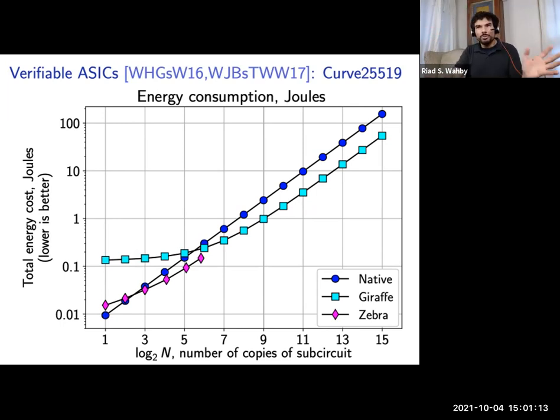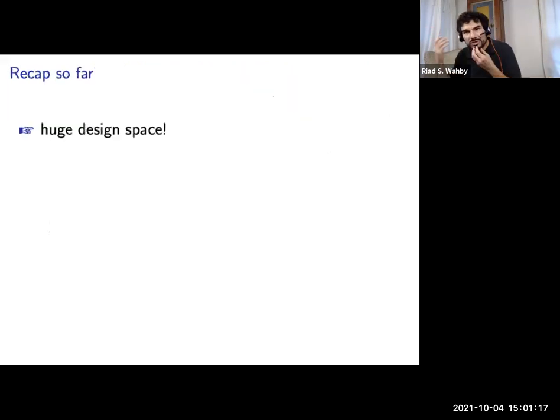Okay, so we've gone through a couple applications. We've seen backends, we've seen front ends. As a recap of the first half of the talk, there's a huge design space here. There are many different cryptographic assumptions, many different underlying technologies, and one size doesn't fit all.